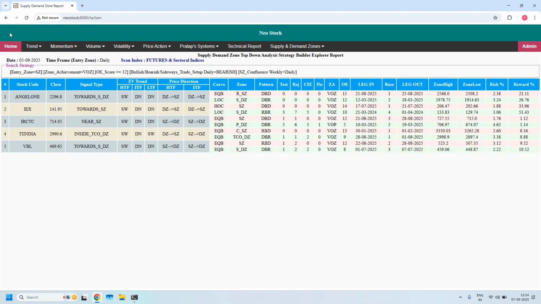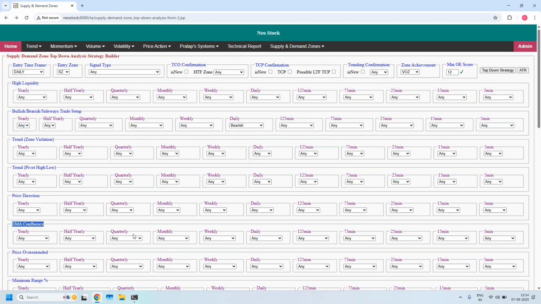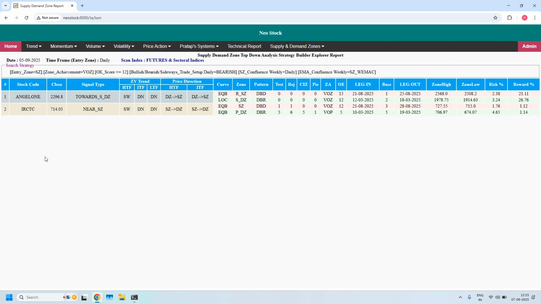So let's further filter with weekly supply zone with weekly EMA confluence. By enabling the filter, because the weekly trend is down, we got 2 stocks. So both these daily supply zones have more high probability of success. Earlier this was not filtered because of the mistake we made.